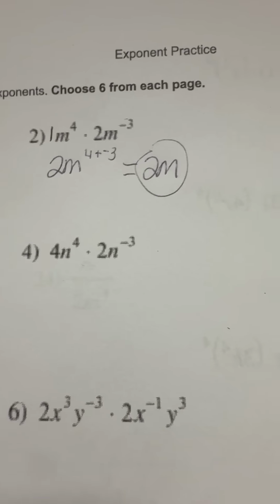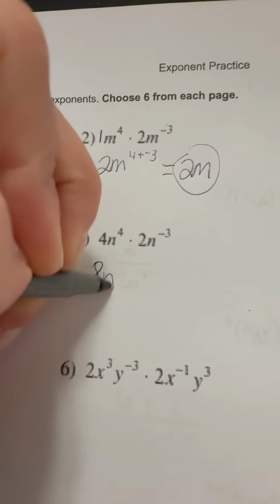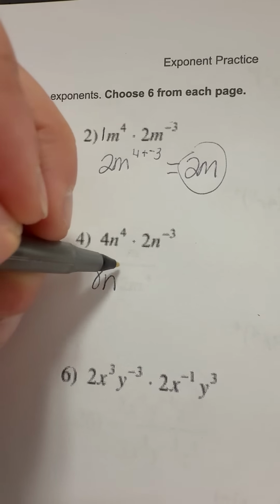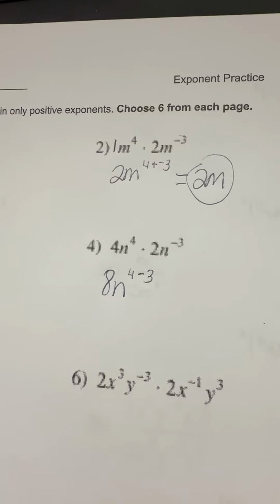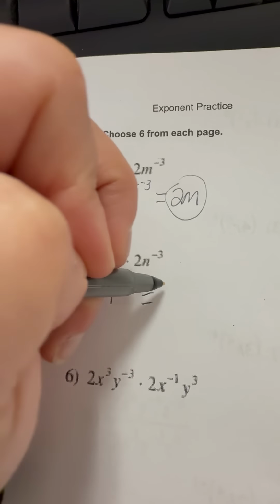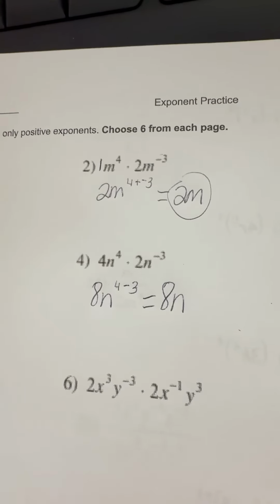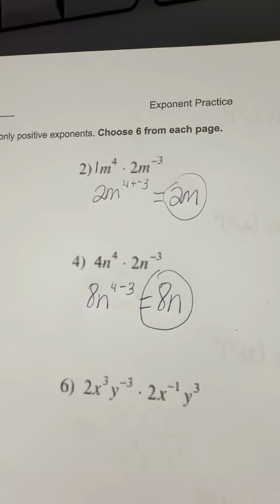And then we do this next one. We do the multiplication, 4 times 2, we get 8. Base of n, we have 4, we're going to add that to negative 3, or just say minus 3. And 4 minus 3 is 1, so we'd be left with 8. And then you can put to the first power, but we don't need to do that. And that will be as good as it needs to be.